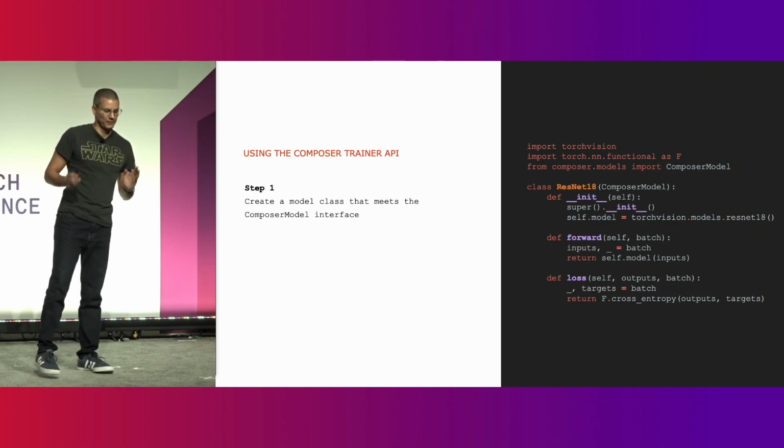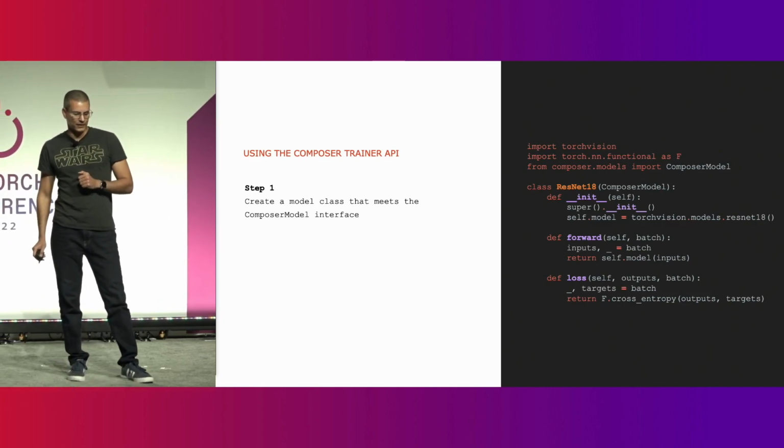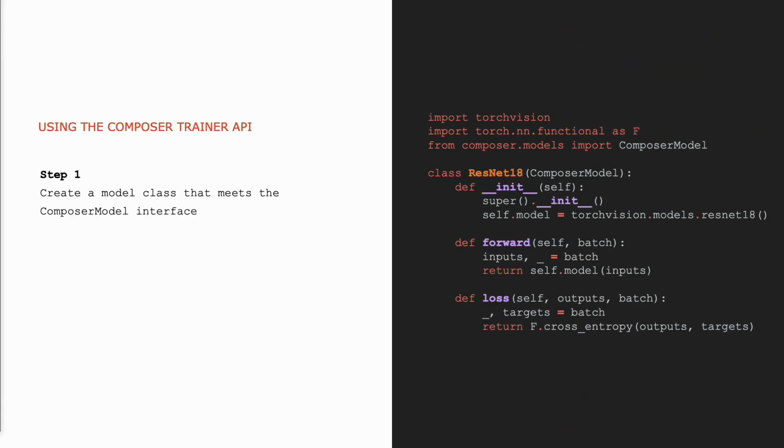So this is a very simple example of using Composer trainer. Step 1 is you create the model class that implements the Composer model interface. And you can start by just implementing 3 functions: init, forward, and loss. And basically, you're good to go. This example is simply wrapping around the standard ResNet 18 from Torch Vision.